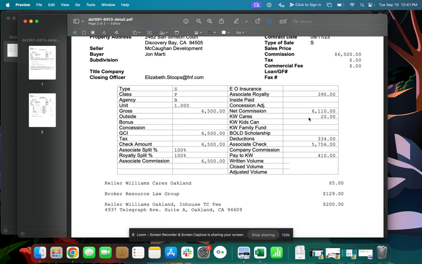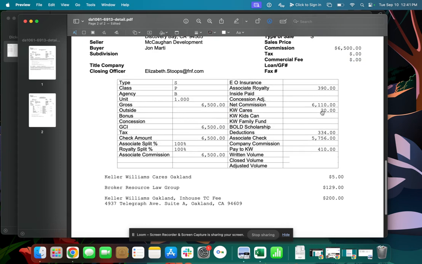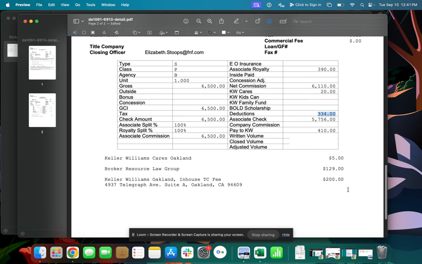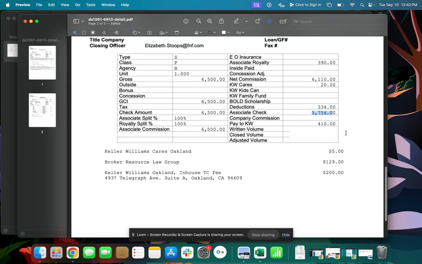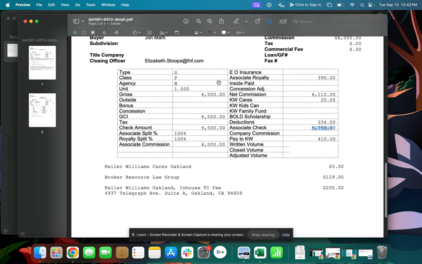So you saw that 6110, that is the net commission amount on the transaction. So I'm being taxed on this amount, but the check I got is actually this amount, 5756. The reason for that is this net amount is the total commission minus my company dollar minus my royalty gives me this number. And then you subtract out my KW Cares donations and other deductions, which are broken out down here, and you ultimately get this number, which is the check amount. And that is how these are calculated.